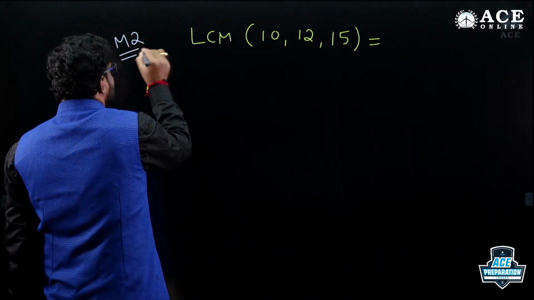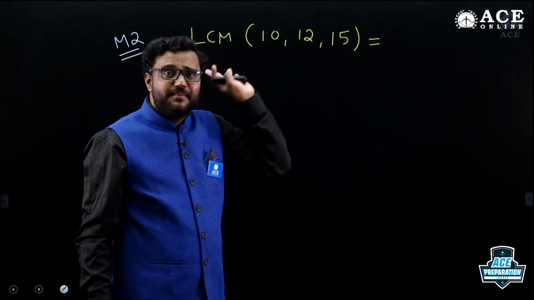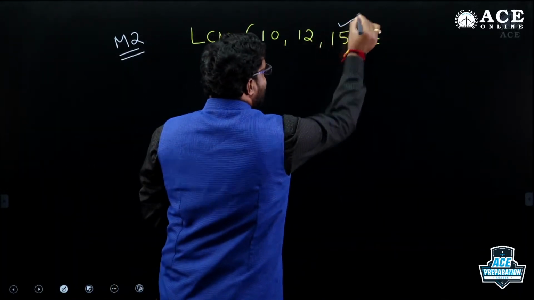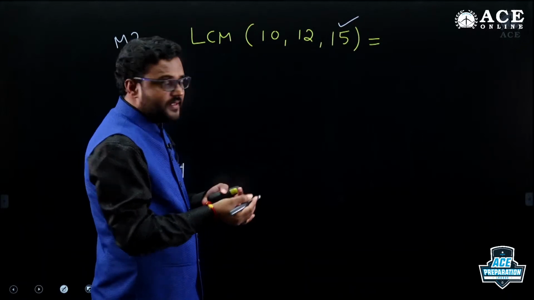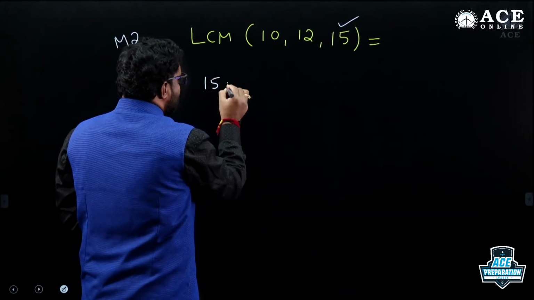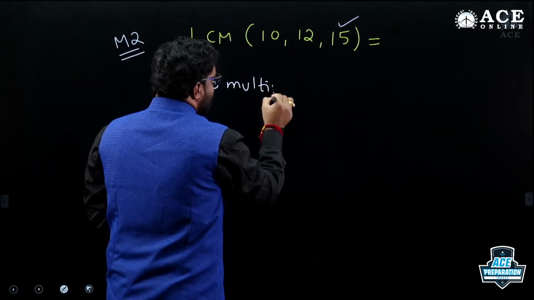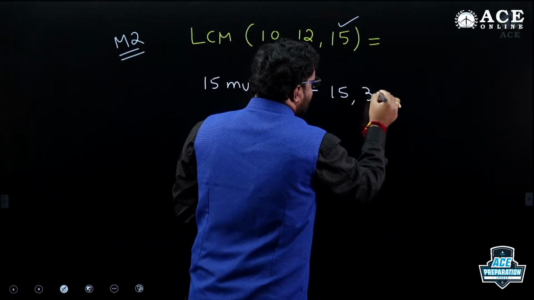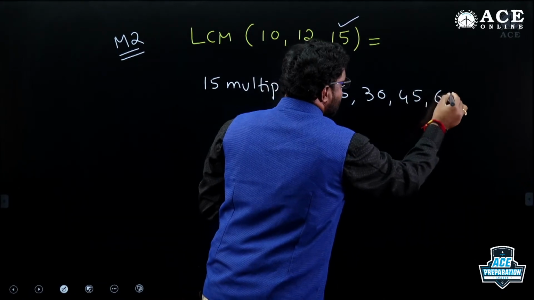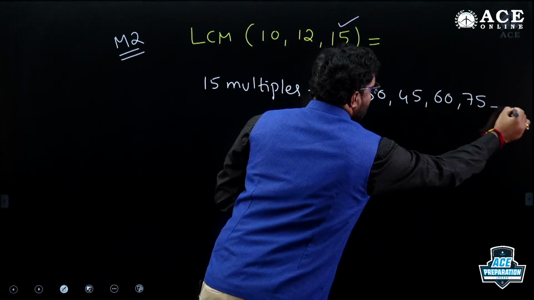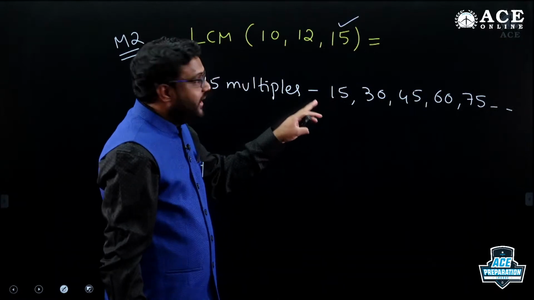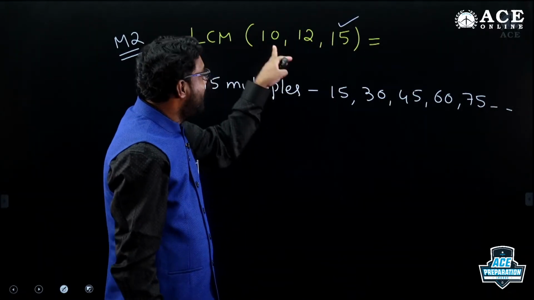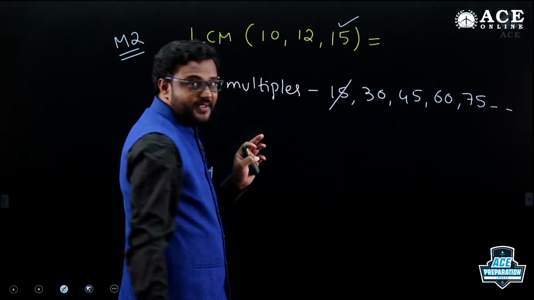How to calculate LCM is, take the highest number. Among 10, 12 and 15, the highest number is 15. Only 15 multiples you consider. 15 multiples are nothing but 15, 30, 45, 60, 75, and so on. Now see here, 15 is not divisible by 10. This should be a multiple of 10 also. 15 is not a multiple of 10, so 15 is not your answer.